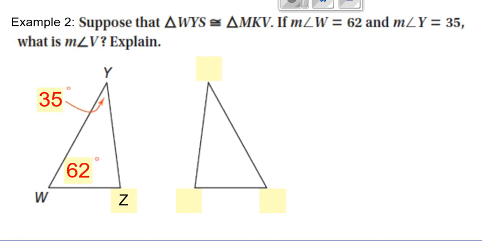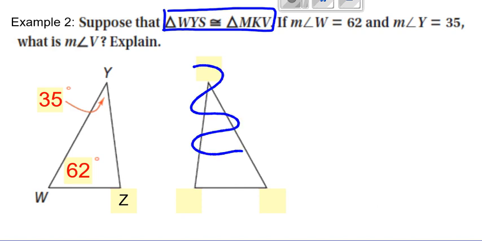The easiest thing that I have found to do is, if I know that the triangles are congruent, I don't really want to look at this guy, because that is really confusing to me on how I'm going to label that if the thing has been reflected or rotated. But I know that if I create a triangle that is congruent to WYS and make it MKV, my life will be a lot easier.